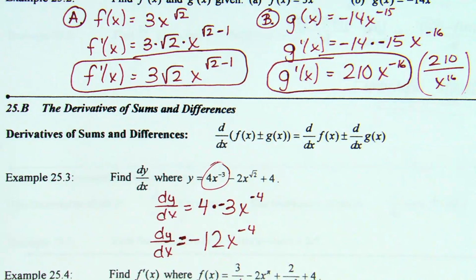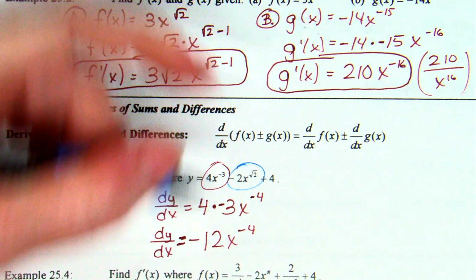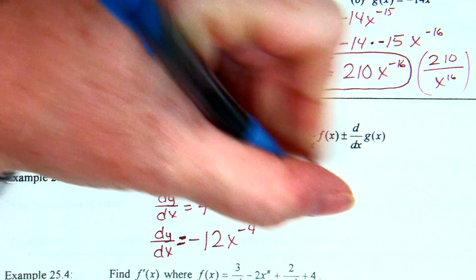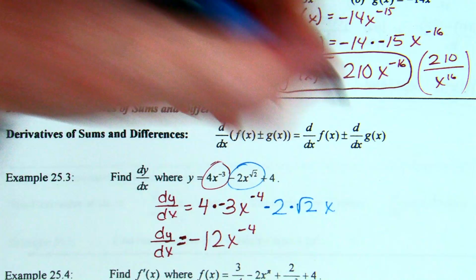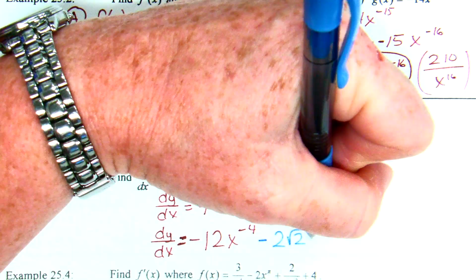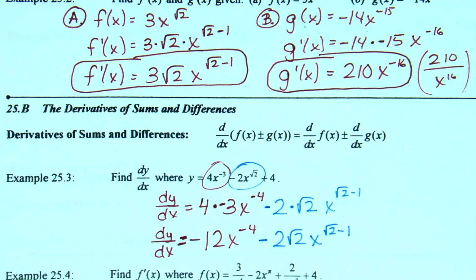Now we've got to do the derivative of minus 2x to the square root of 2. So, the minus 2 is going to stay out front. Then bring the square root of 2 down, x to the square root of 2 minus 1. And what is that, square root of 2 minus 1? We don't know, so put this all together. It's minus 2 radical 2 x to the square root of 2 minus 1.